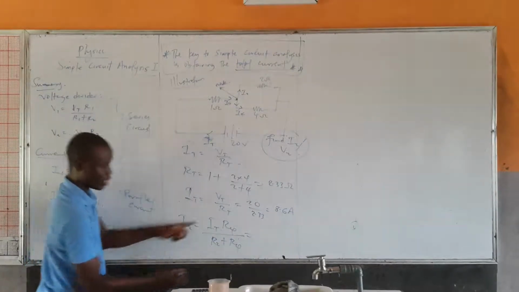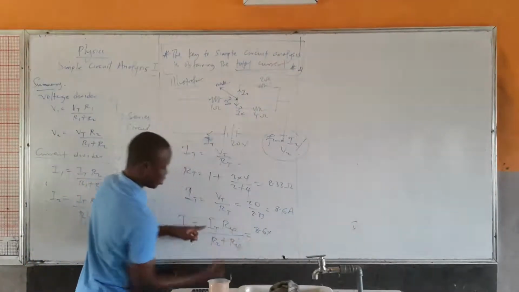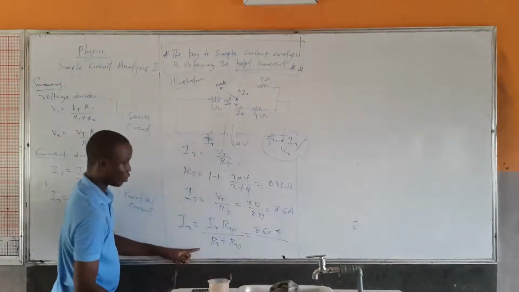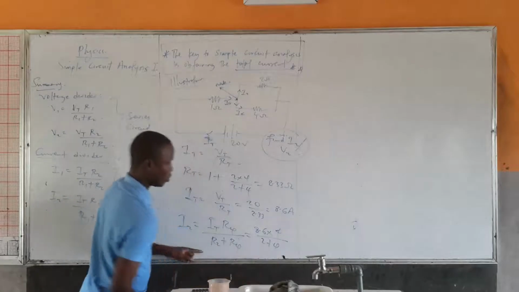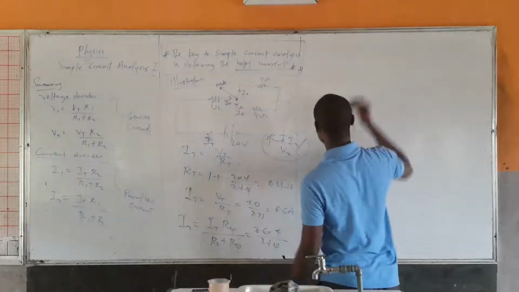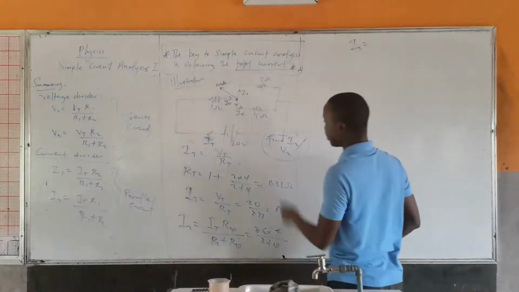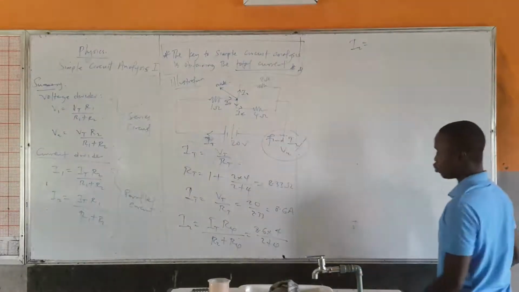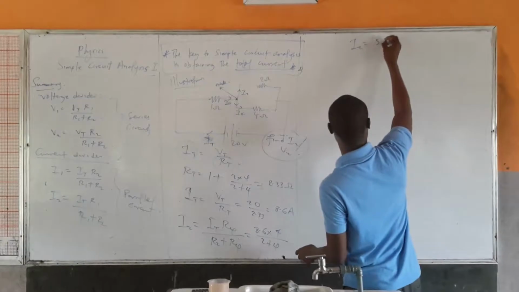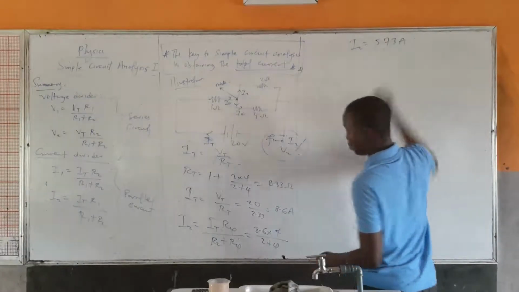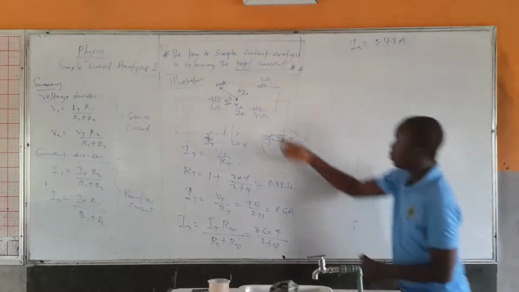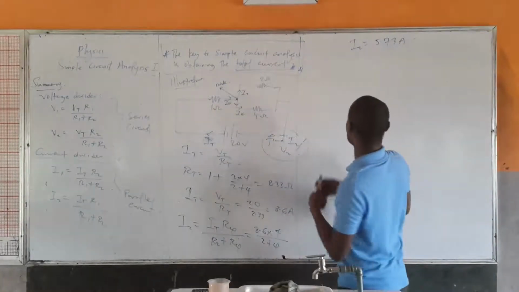So what do I have there? Total current is 8.6, times R4, which is 4, divided by 2 plus 4. So that means the current that will be passing through the 2 ohm resistor will be 5.73 amps. That's the current that will be passing through the 2 ohm resistor here. So I found the current.